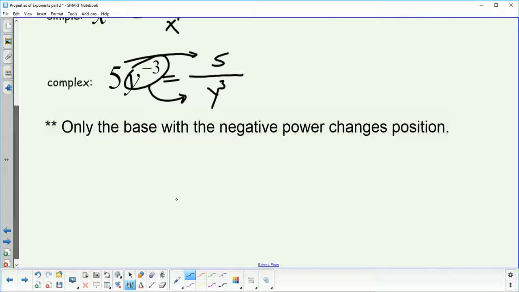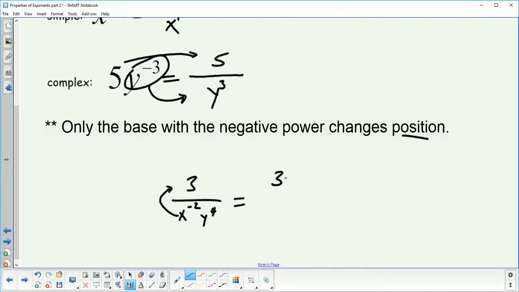But if I said something like 3 over, let's say, x to the negative 2 y to the fourth, we need to actually change position, the reciprocal. This has a negative exponent, so it's going to need to move up. We're going to have 3 x now to the positive 2 in the numerator, all over that y, which didn't move because it did not have a negative exponent. So 3x squared over y to the fourth.